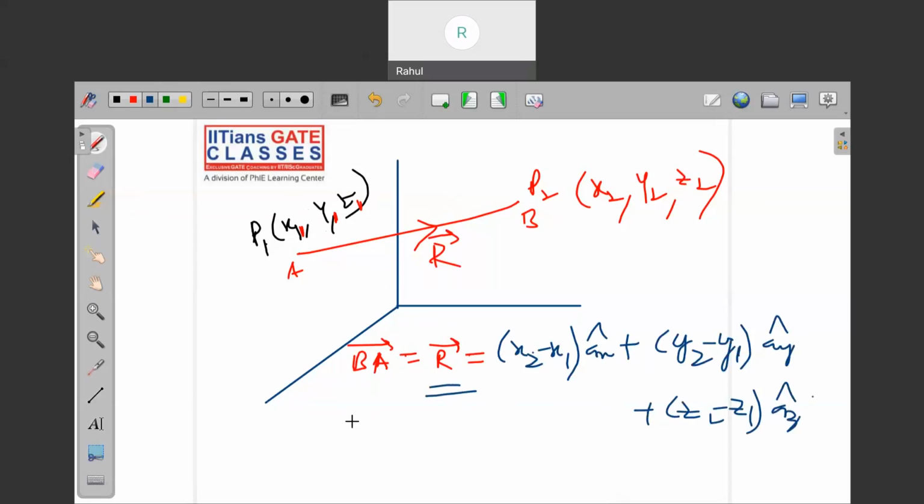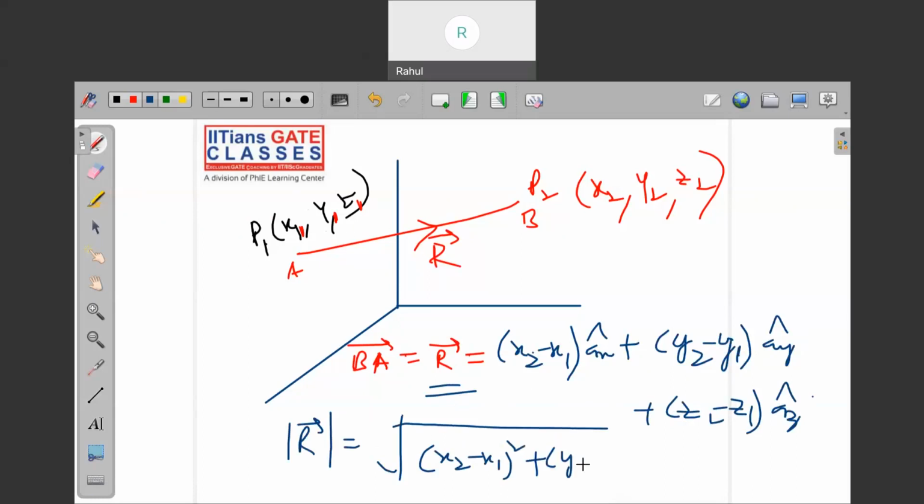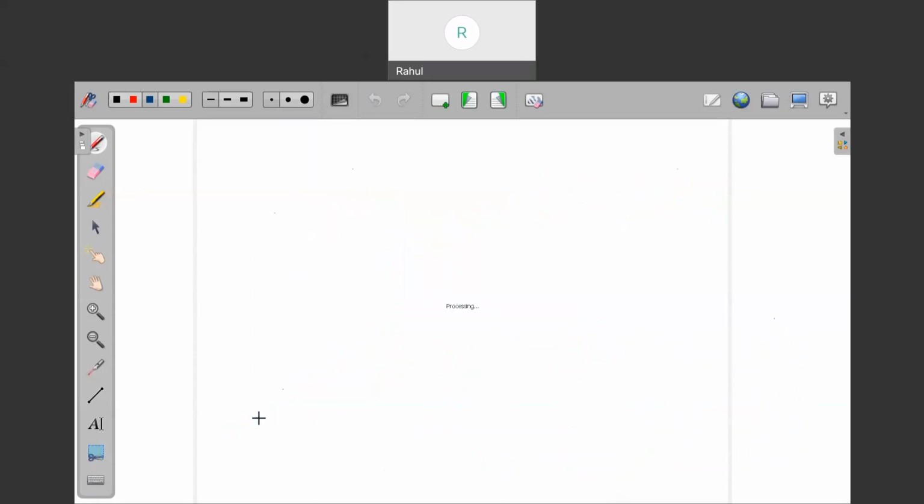And if you take the magnitude of this R vector, it will be the square root of x2 minus x1 squared plus y2 minus y1 squared plus z2 minus z1 squared. Already we know all these things, how to find the distance between two coordinates. Because these things will be used to discuss Coulomb's law. Now let's talk about a very important law, that is Coulomb's law.